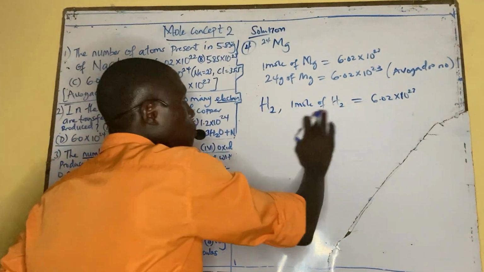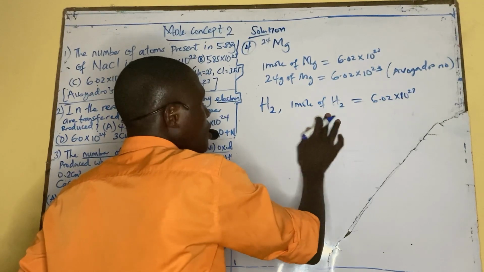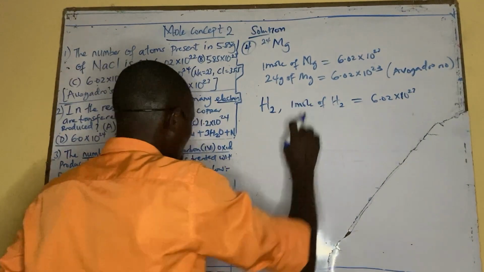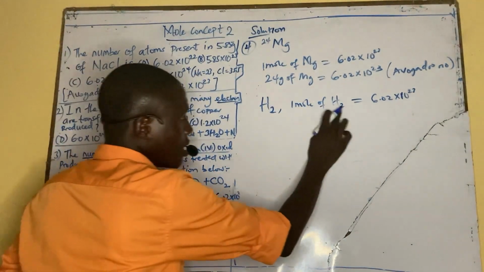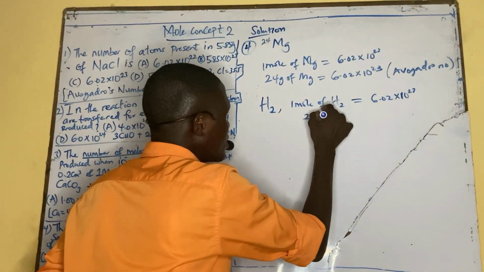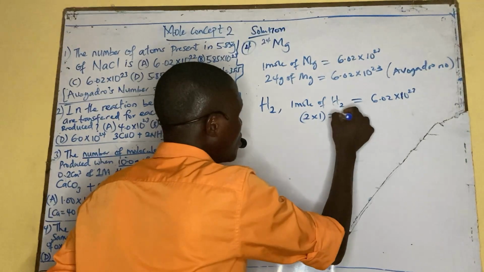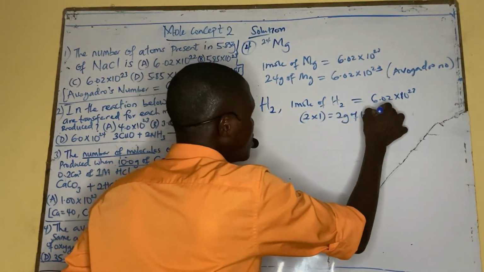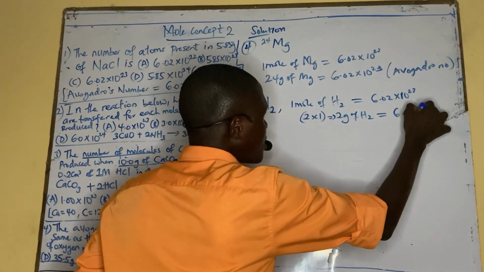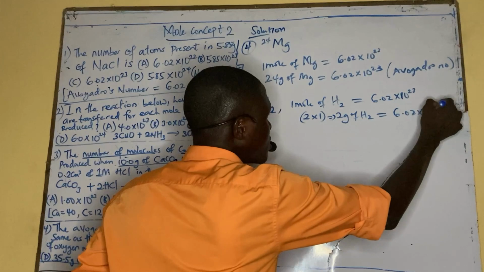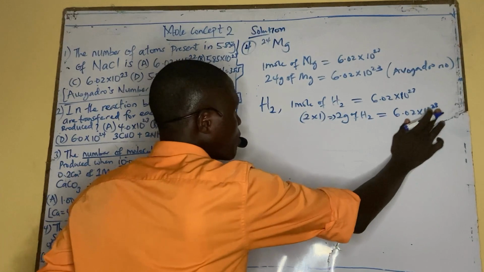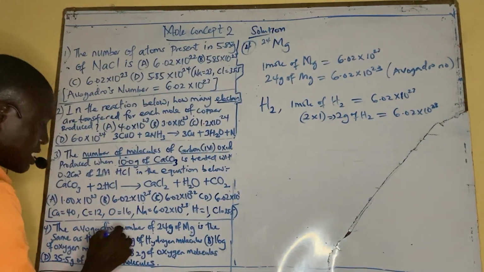But when you change this 1 mole to gram, it will be 2 gram, not 1 gram, because hydrogen is 1, but it has 2 here. So 2 times 1 will give you 2 gram of hydrogen, which is equivalent to 6.02 times 10 to the power 23. So meaning that this 2 gram is equivalent to 6.02 times 10 to the power 23, not 1 gram. So it can never be an answer.